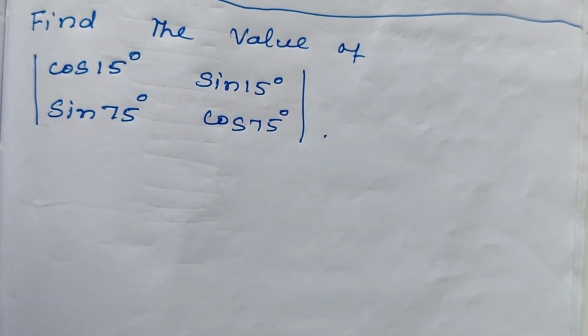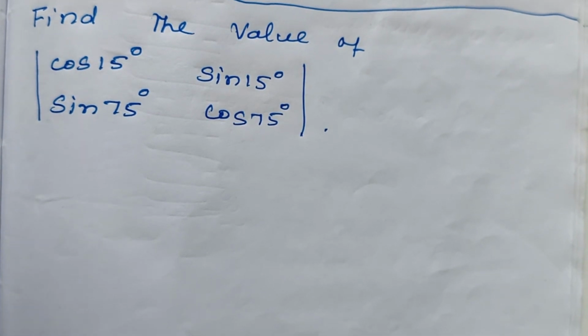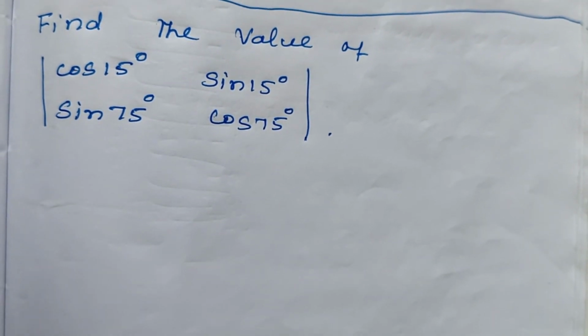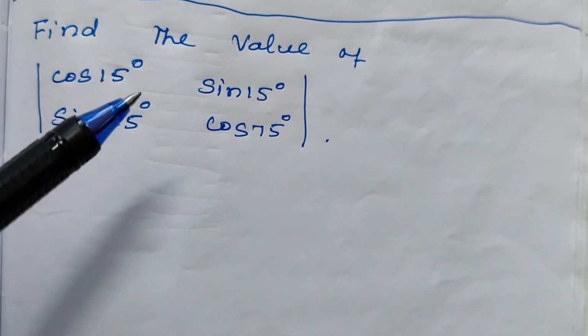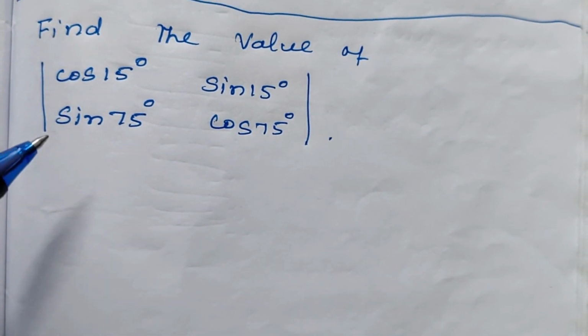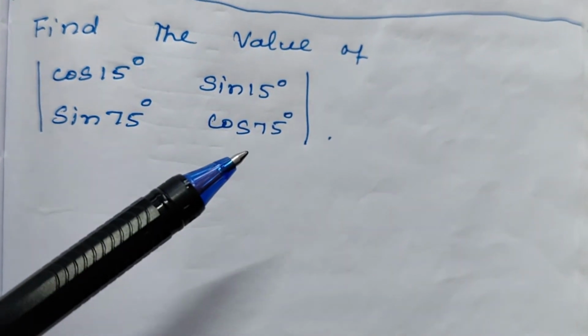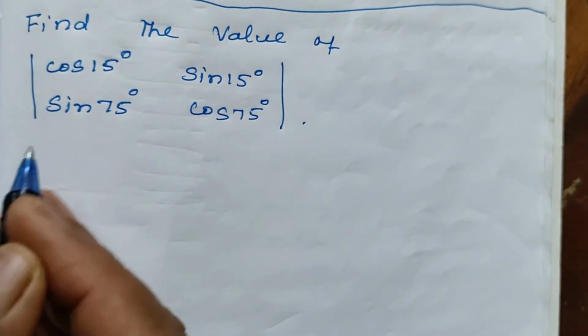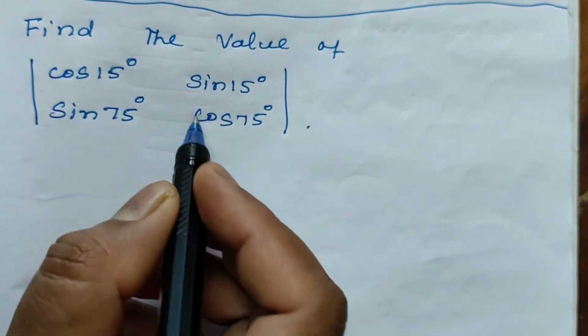I am going to teach for 12th standard. The chapter is determinants. Find the value of determinant of cos 15 degree, sin 15 degree, sin 75 degree, cos 75 degree. So, first you have to multiply this one.